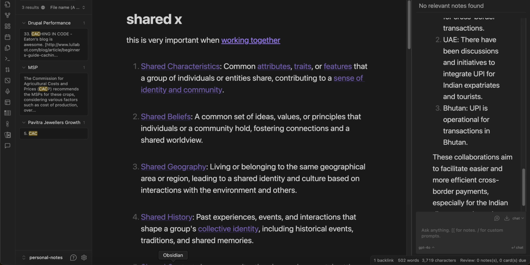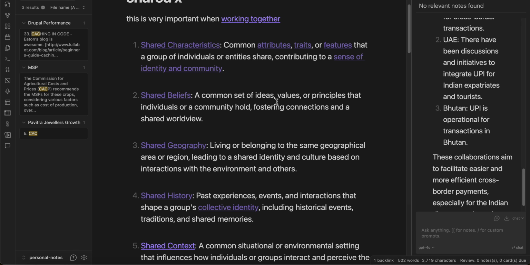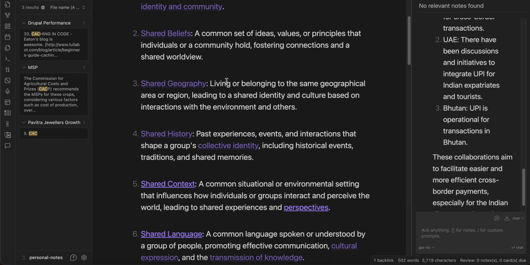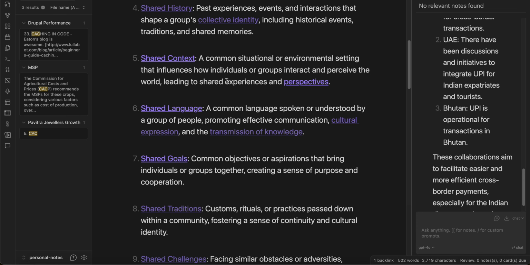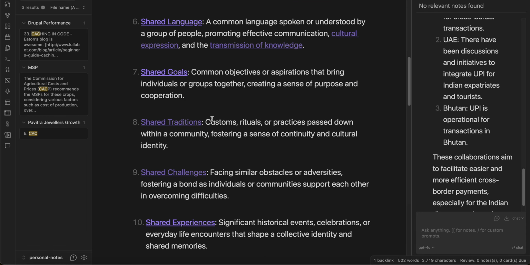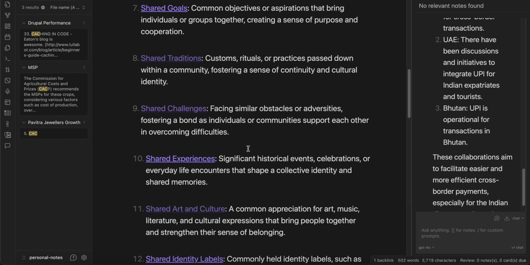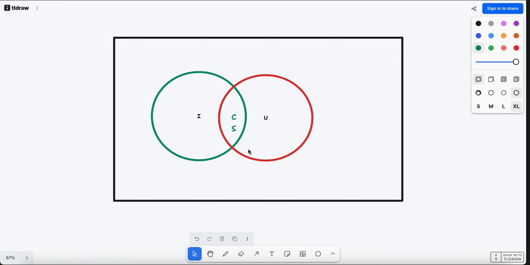When I say common things, it could be shared characteristics, shared beliefs, shared geography, history, context, language. It could be shared goals, shared traditions, challenges, experiences. It could be any of these things. So only when we see some kind of shared commonness, that's when generally we get interested in each other or we come together.